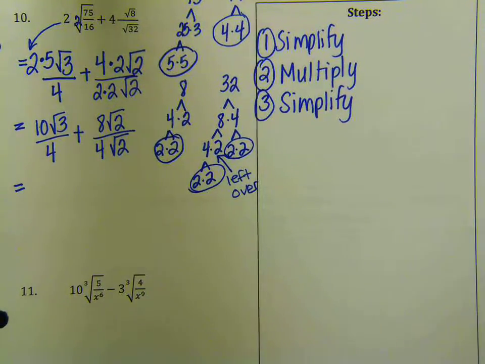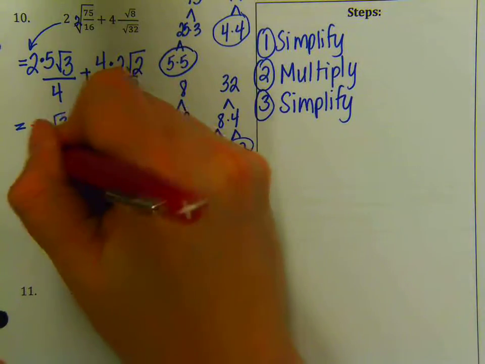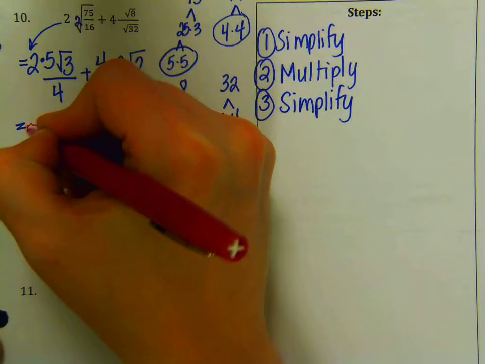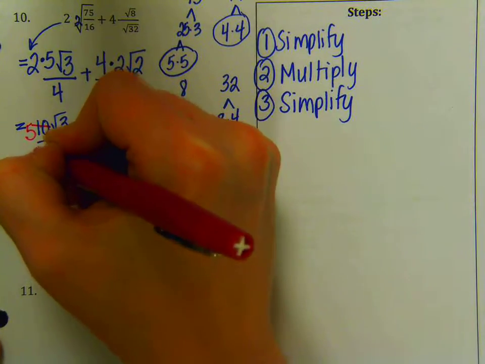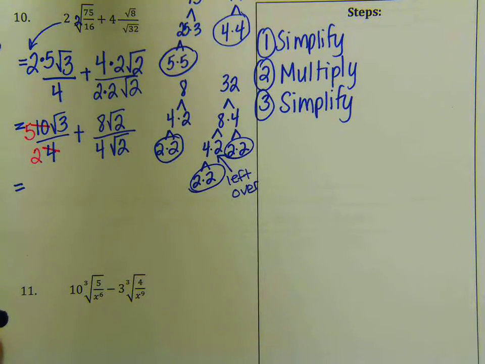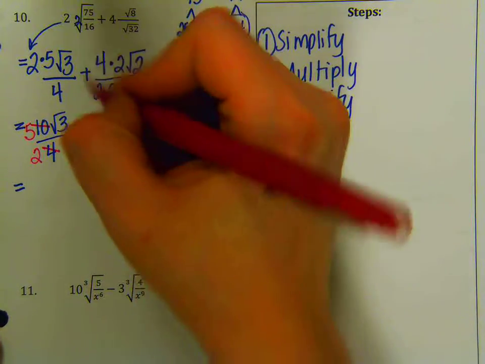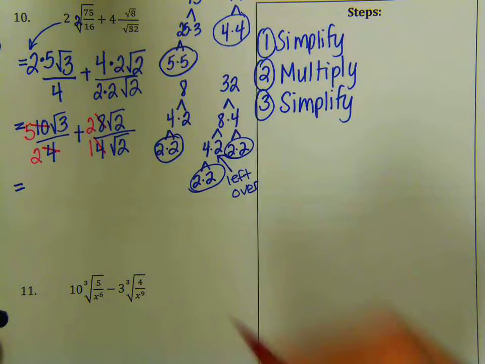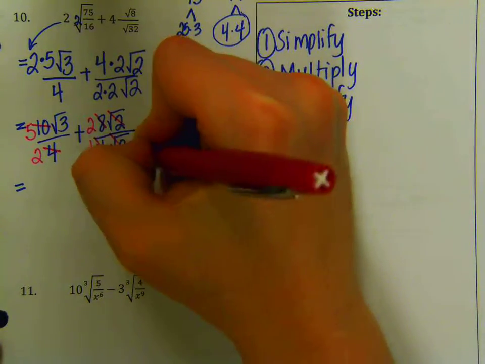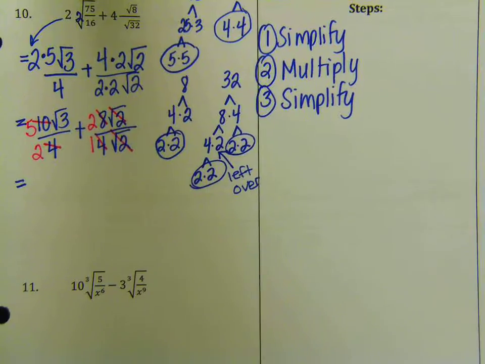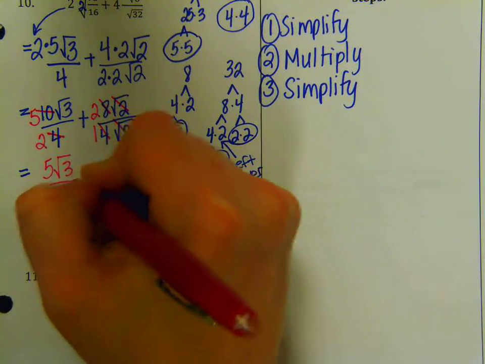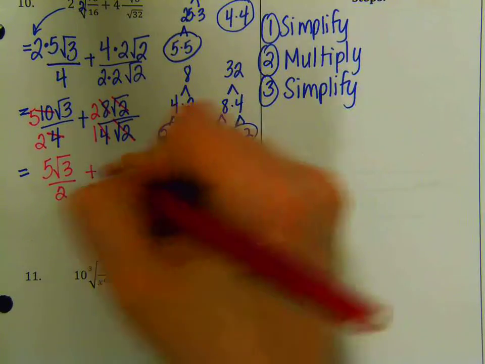So I have 10 over 4. Well, I can reduce that fraction, and if you need to, you should do it. But both of them are divisible by 2. So if I divide them both by 2, I'm left with 5 halves. In the second fraction, I am left with 2. And then both of these radical 2's will cancel off. They're not going to be there at all. I have 5 square root of 3 over 2 plus 2.